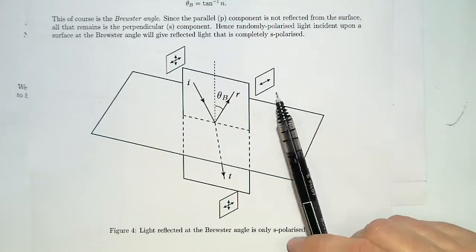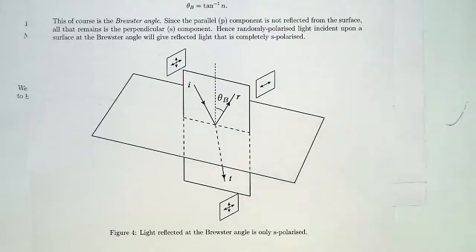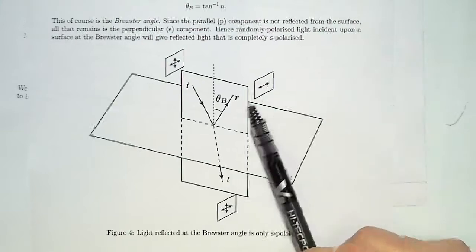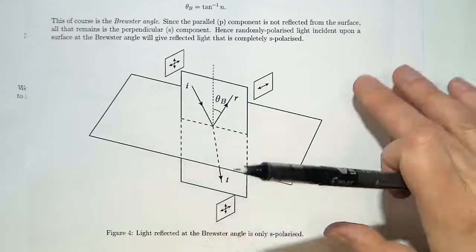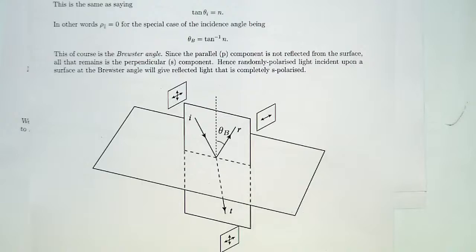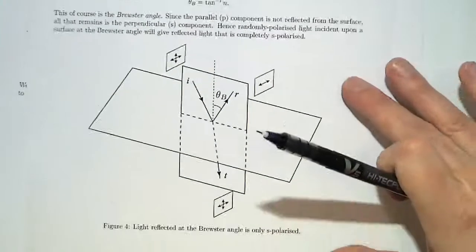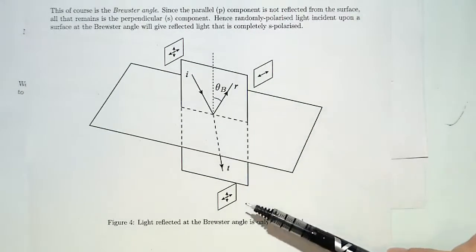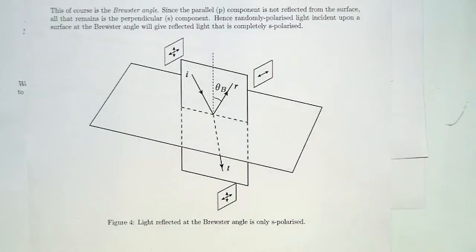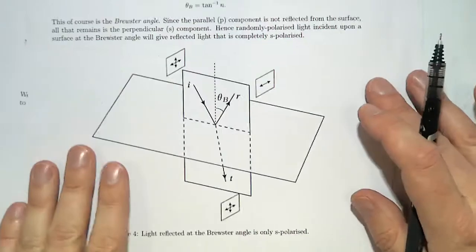And at theta B, the s-polarized case, so the s-polarization is being reflected, so that comes back, okay? But the parallel component, again, this is r parallel equals zero, okay? The r parallel component is equal to zero, so that is transmitted down here. So that what is reflected is only S polarized. Okay. So that's the statement. So light reflected at the Brewster angle is only S polarized. Okay. And that's because of our two situations.